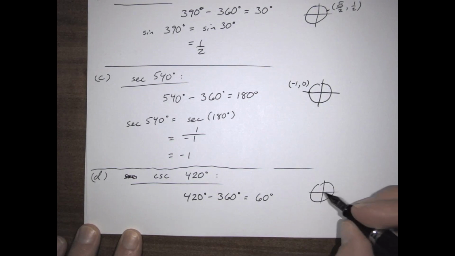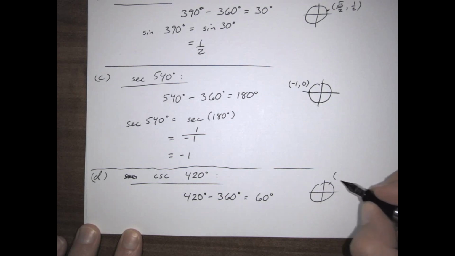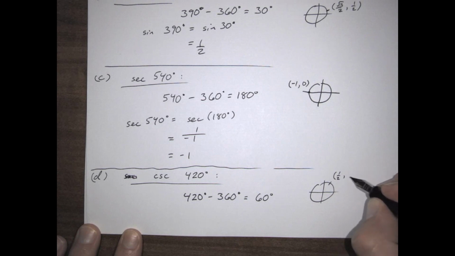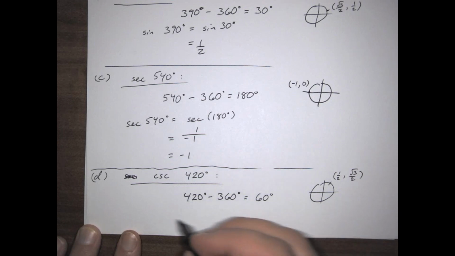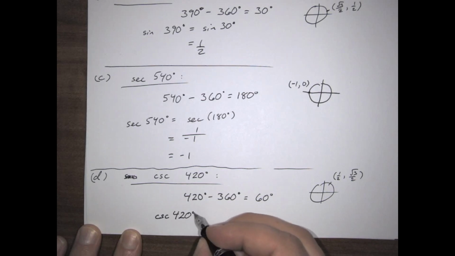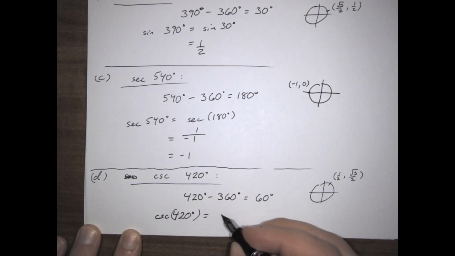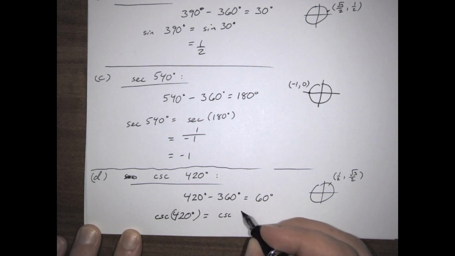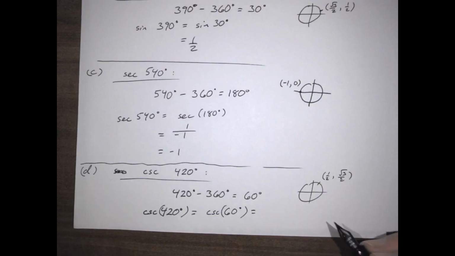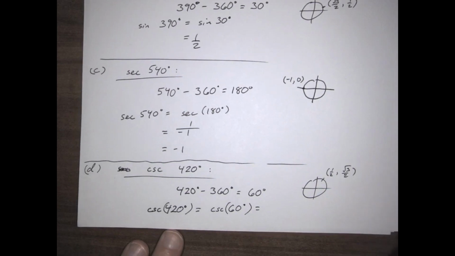Once again, we can quickly jot down what point it would be on the unit circle. We can see that the x value here would be 1/2, and the y value would be root 3 over 2. And so that immediately tells us that the cosecant of 420 degrees, the same thing as the cosecant of 60 degrees, will have to equal the reciprocal of the y.